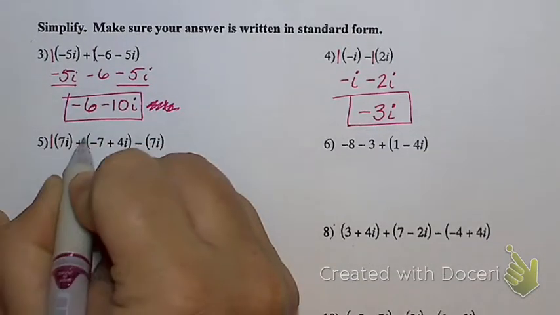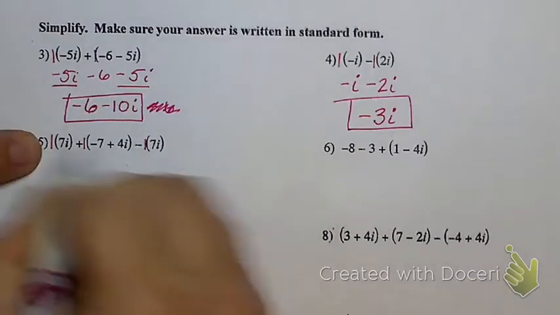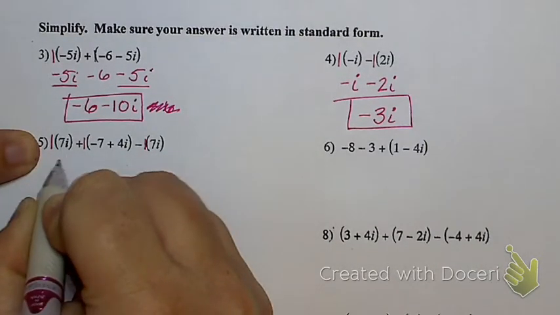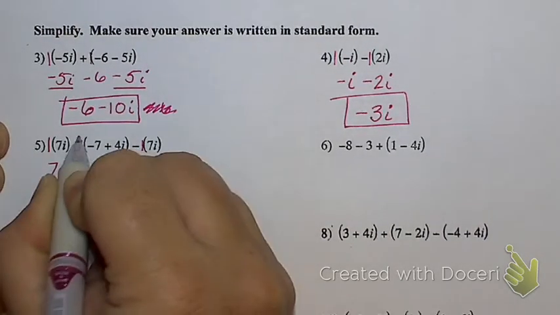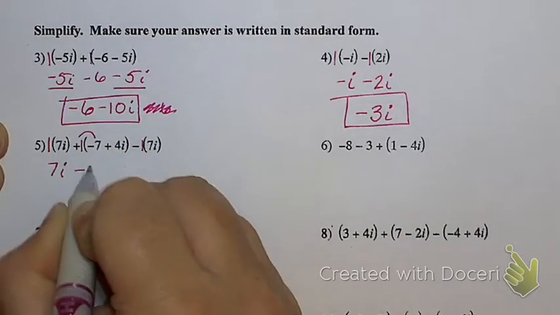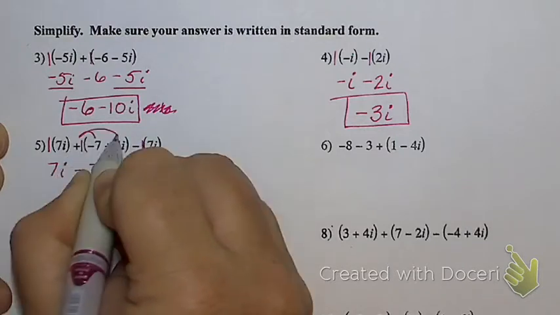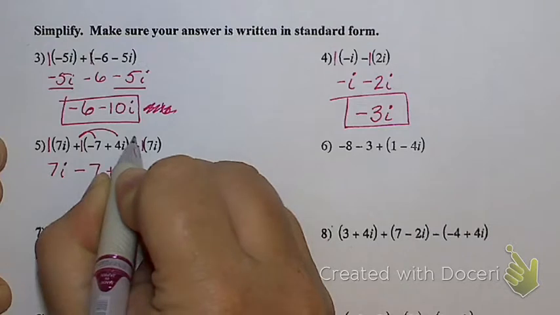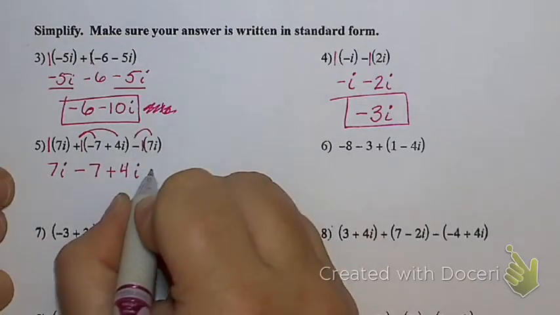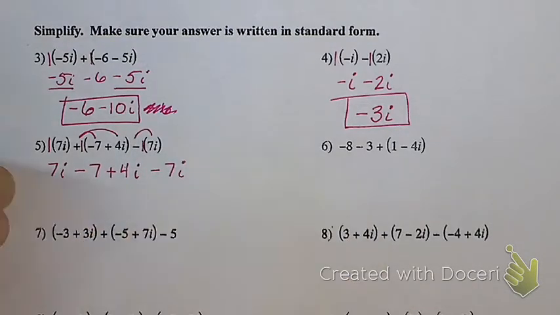Again, throw those 1s in front of the parentheses. What's 1 times 7i? And then I got to distribute here. 1 times negative 7 is negative 7. 1 times 4i is positive 4i. And negative 1 times 7i is negative 7i.